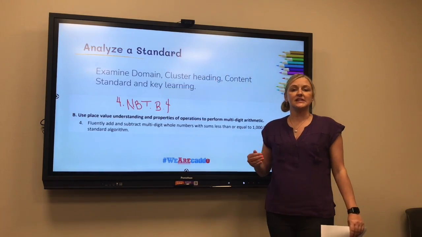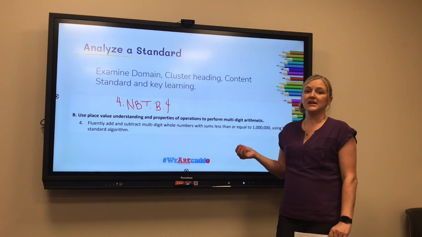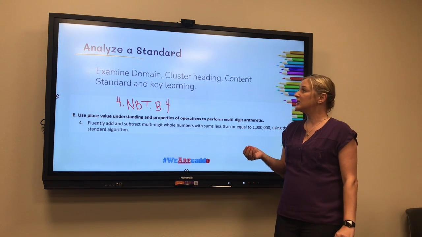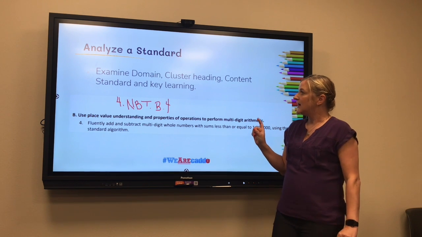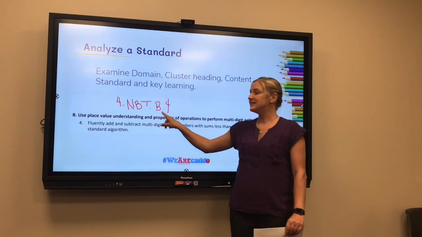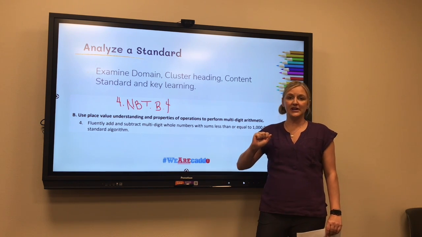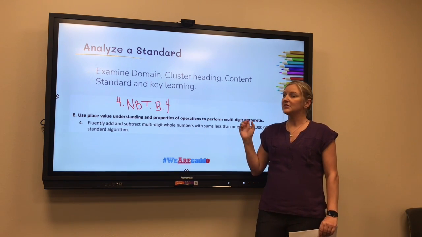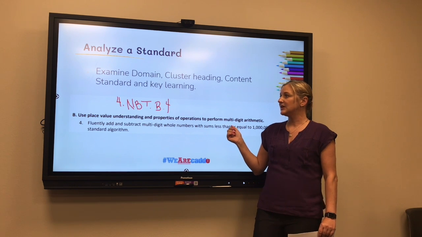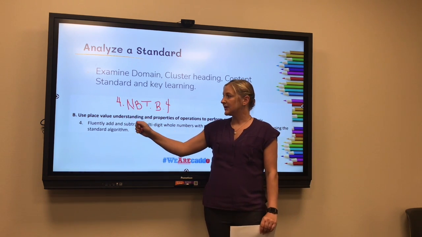We're going to analyze a standard and deconstruct it for more meaning so we're ready when we look at the student work. I've chosen to look at 4.NBT.B.4. You're going to need pages 1 and 2 of your handout so you can make notes as we go through this. The first 4 tells us the grade level.